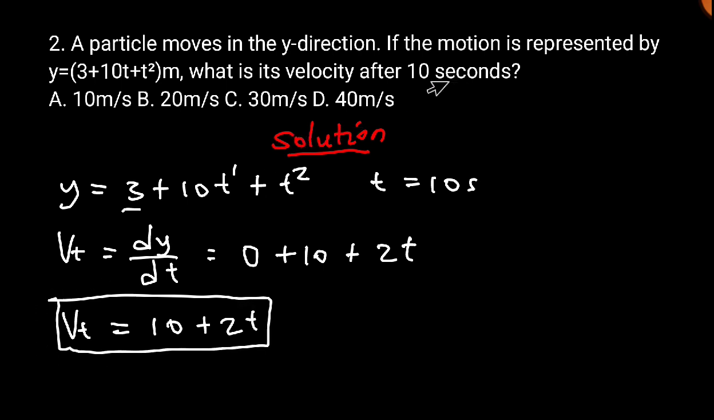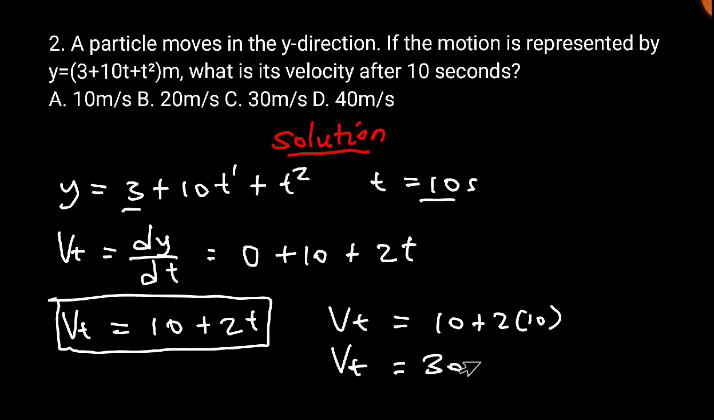Now if you plug in 10 for t, we get 10 plus 2 times 10. So the instantaneous velocity is 2 times 10 is 20, 20 plus 10 is 30 meters per second. So this is the answer to this question, which is option C.